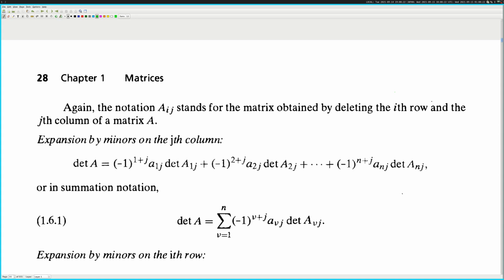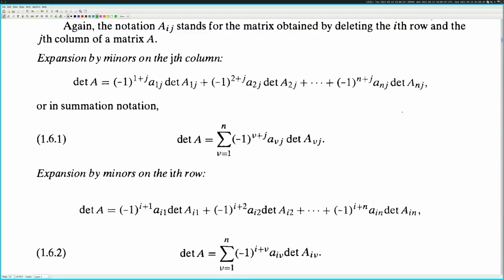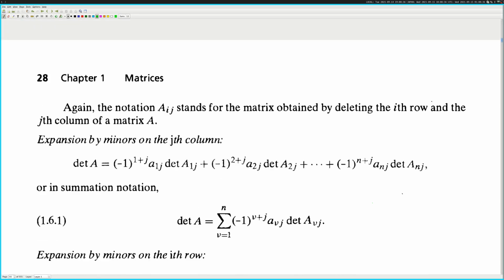So I did skim this before. Yeah, this diagram down here, that's what that minus 1 to the 1 plus j thing means. On the jth column, a1j, determinant of A1j, plus minus 1 to the 2 plus j. Okay, yeah, that makes sense. All the way up to minus 1 to the n plus j, a nj, determinant Anj. Or in summation notation, determinant of A is equal to the sum from v equals 1 to n.